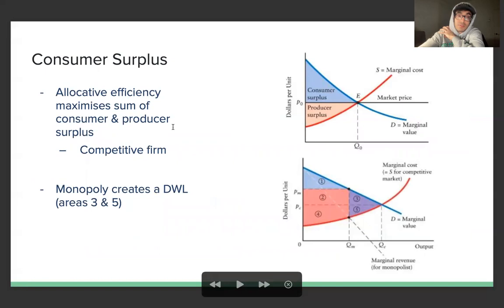This is just another way of defining allocative efficiency. Allocative efficiency is when the sum of the consumer and producer surplus is maximized. For instance, in perfect competition, if you function at point E, this area is maximized, so it's allocatively efficient. That's what this graph is trying to show, that the total surplus is maximized.